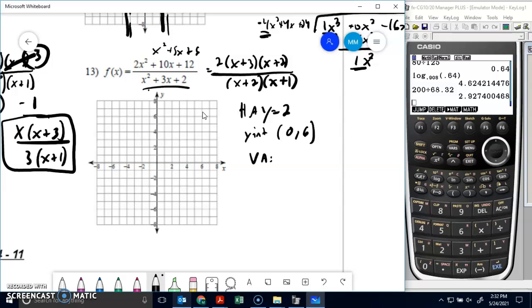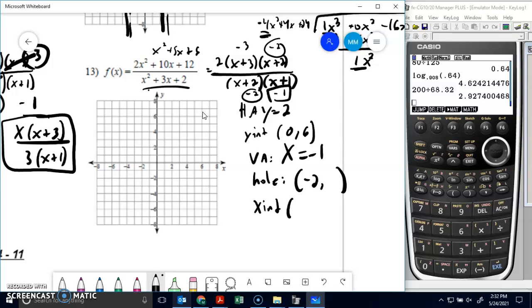And so my zeros are negative 3, negative 2, negative 2, negative 1. The negative 2 is shared, so that's the hole. Negative 1 is the one that's not shared in the denominator. So that's the vertical asymptote. The hole is at negative 2 comma something, and the x-intercept is the remaining numerator 0 of negative 3 comma 0. Now the reduced form of this would be 2 times x plus 3. The x plus 2 is canceled, and x plus 1.